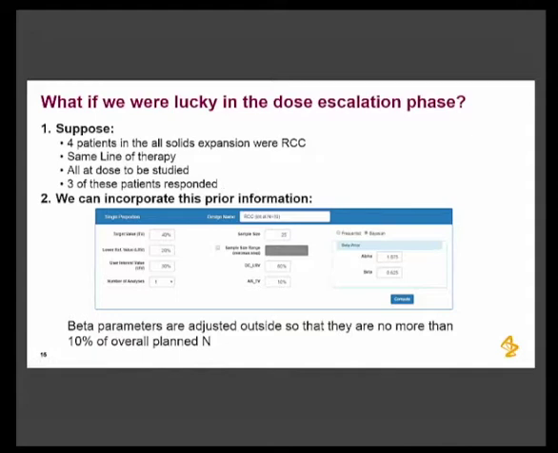3 of those patients respond in our example. We're very excited about this. And okay, so you can incorporate that information into your design using the Bayesian methodology and DECIDE.